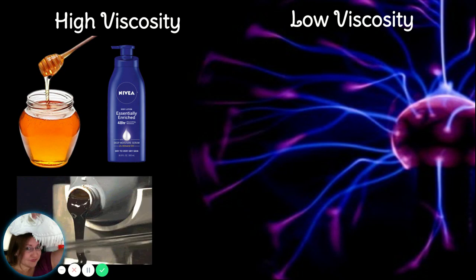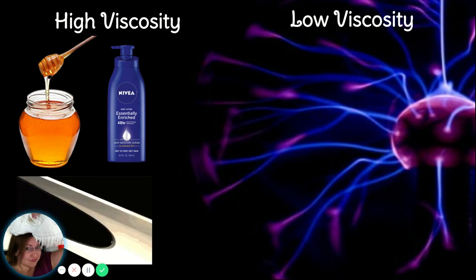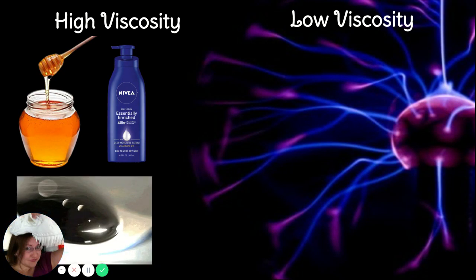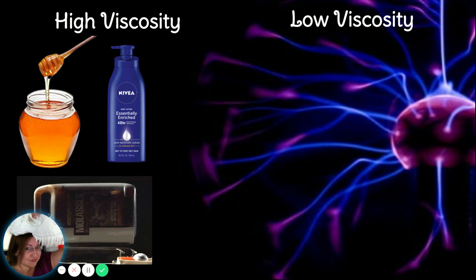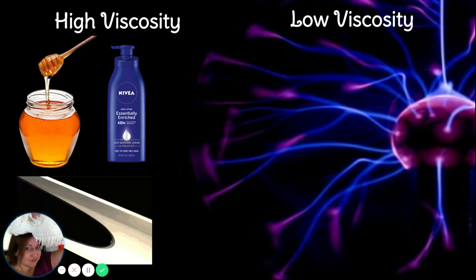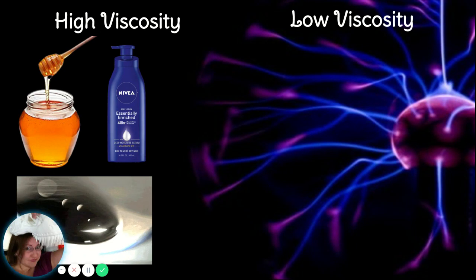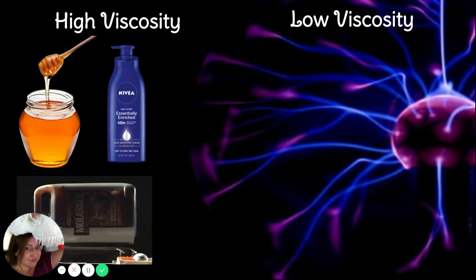Like if you try to pour syrup onto pancakes, it takes just a minute to kind of get going. And that's because it has high viscosity. It's a little bit resistant to flow. It flows very slowly and is very thick material.